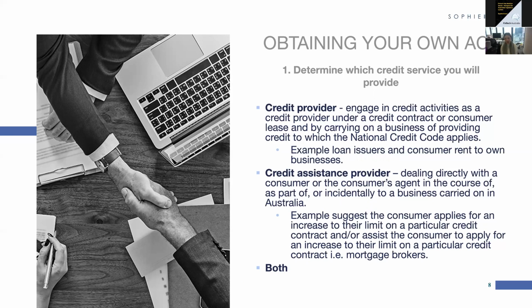A credit assistance provider deals directly with the consumer or the consumer's agent in the course of, as part of, or incidentally to a business carried on in Australia. So for example, if you suggest the consumer applies for an increase to their limit on a particular credit contract and apply for that increase, then you're providing credit assistance. The typical example of this is your mortgage broker. And then of course you can have both authorizations on your license, which is typical of your banks and similar businesses.